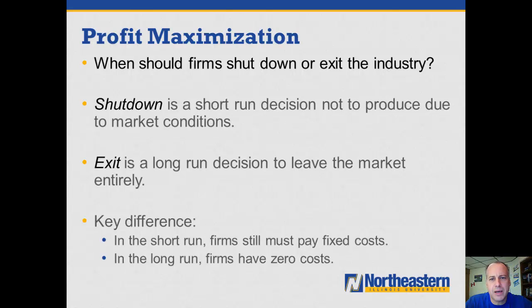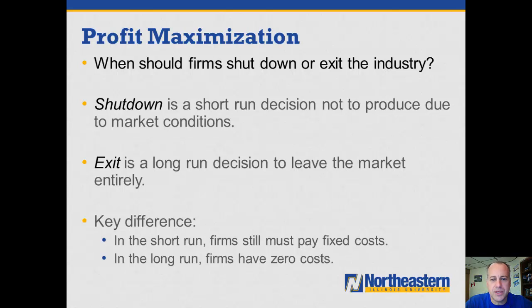We want to define a couple of things. The first one is shut down, and the second one is exit. A firm should shut down in the short run sometimes due to certain market conditions. If the firm makes a short run decision not to produce today, that is a short run decision. In the long run, firms might exit the industry completely and decide not to produce at all.